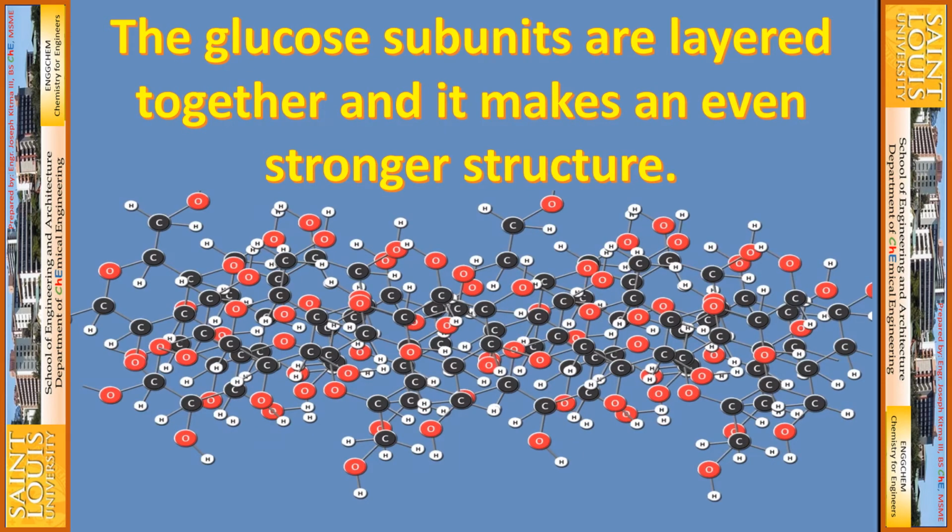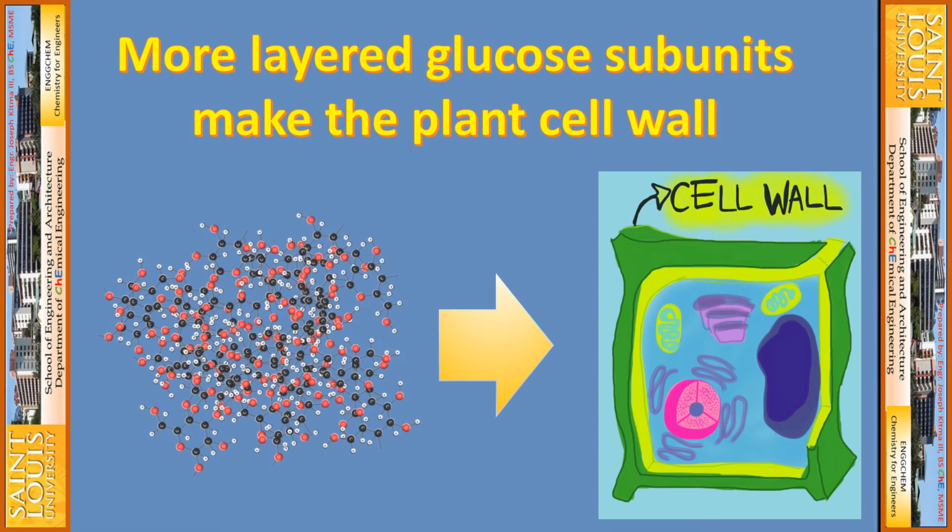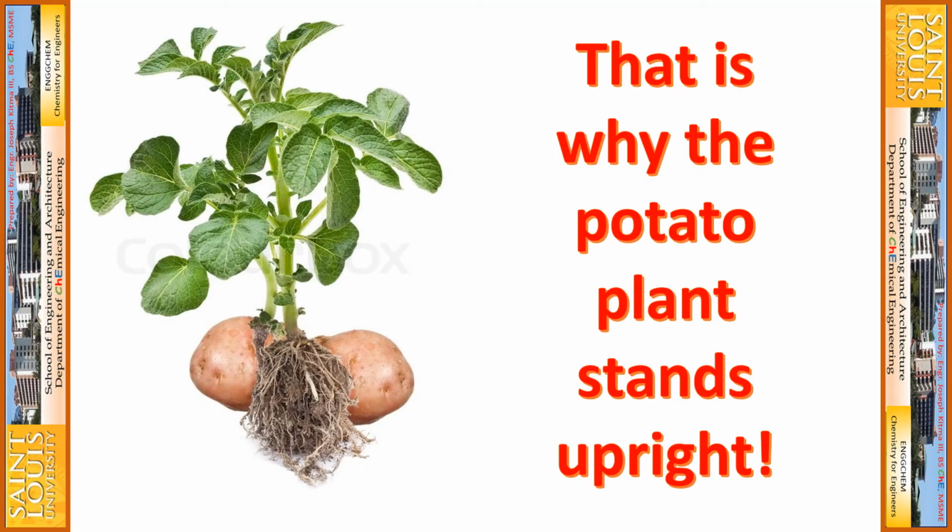The glucose subunits are layered together, and it makes an even stronger structure. More layered glucose subunits make the plant cell wall. That is why the potato plant can stand upright.